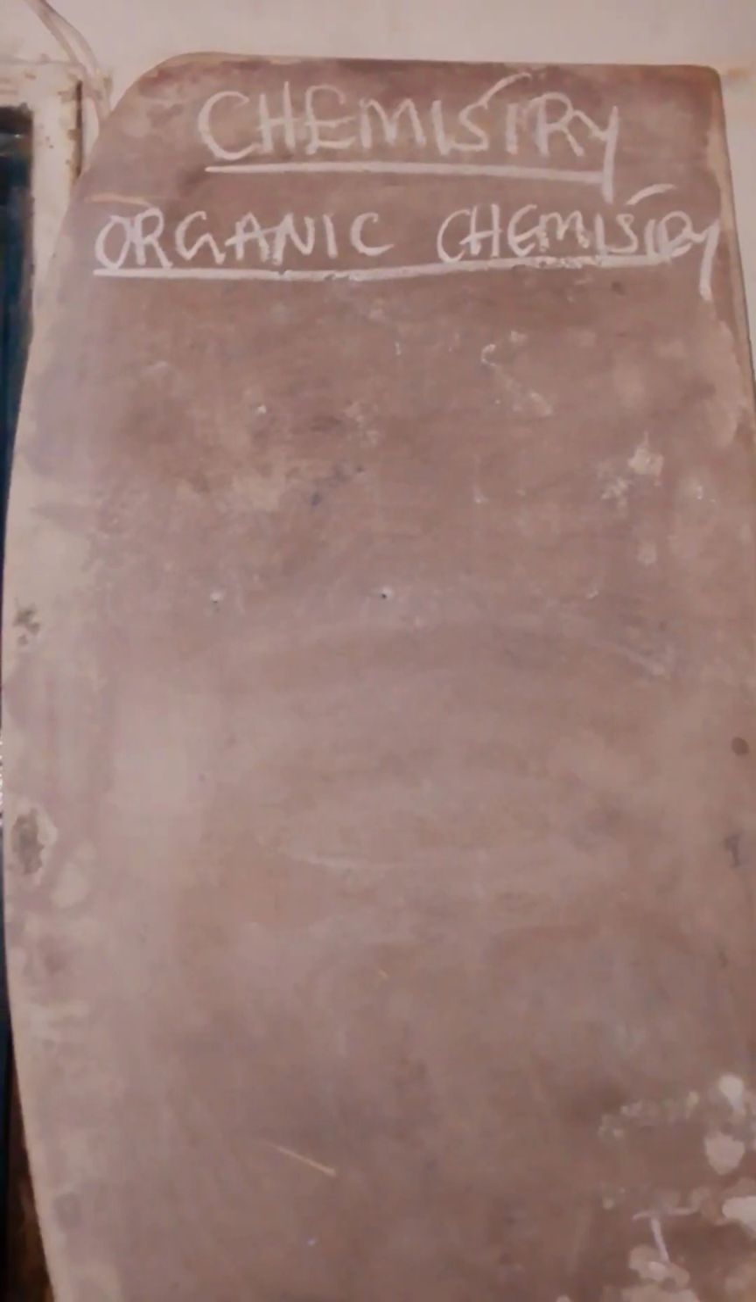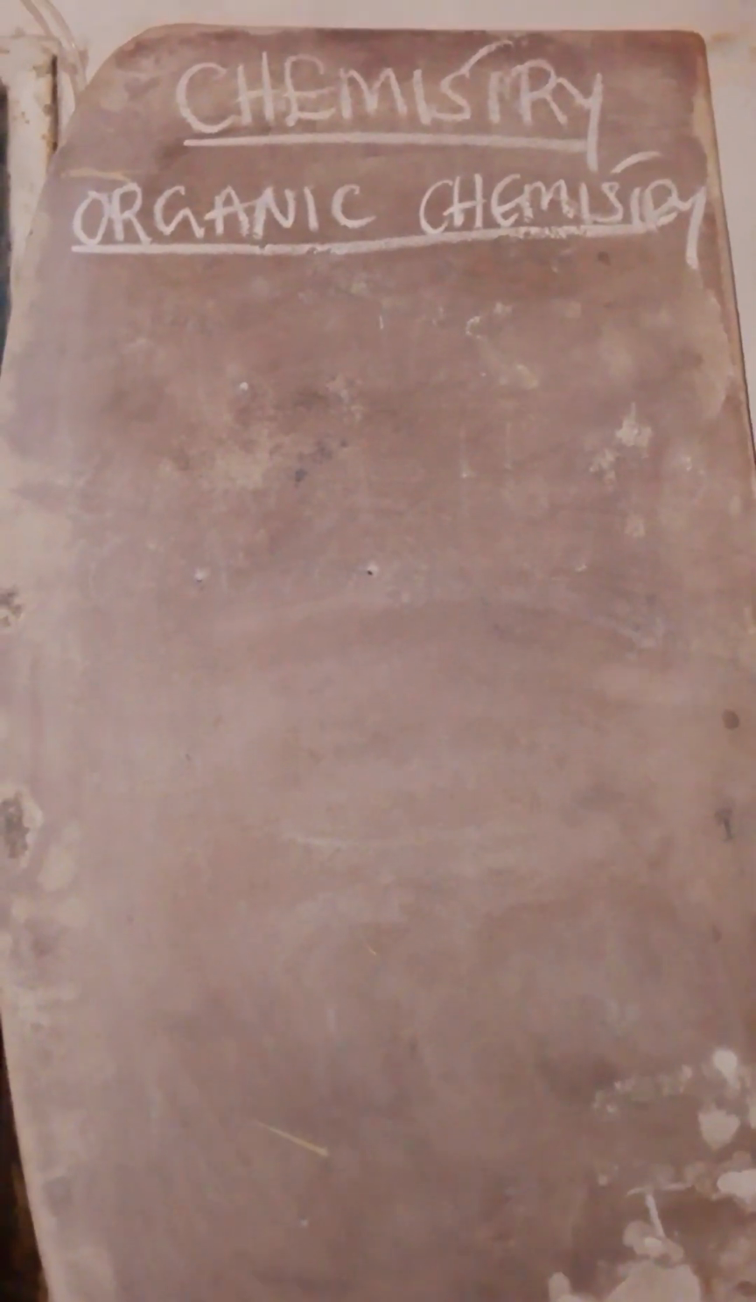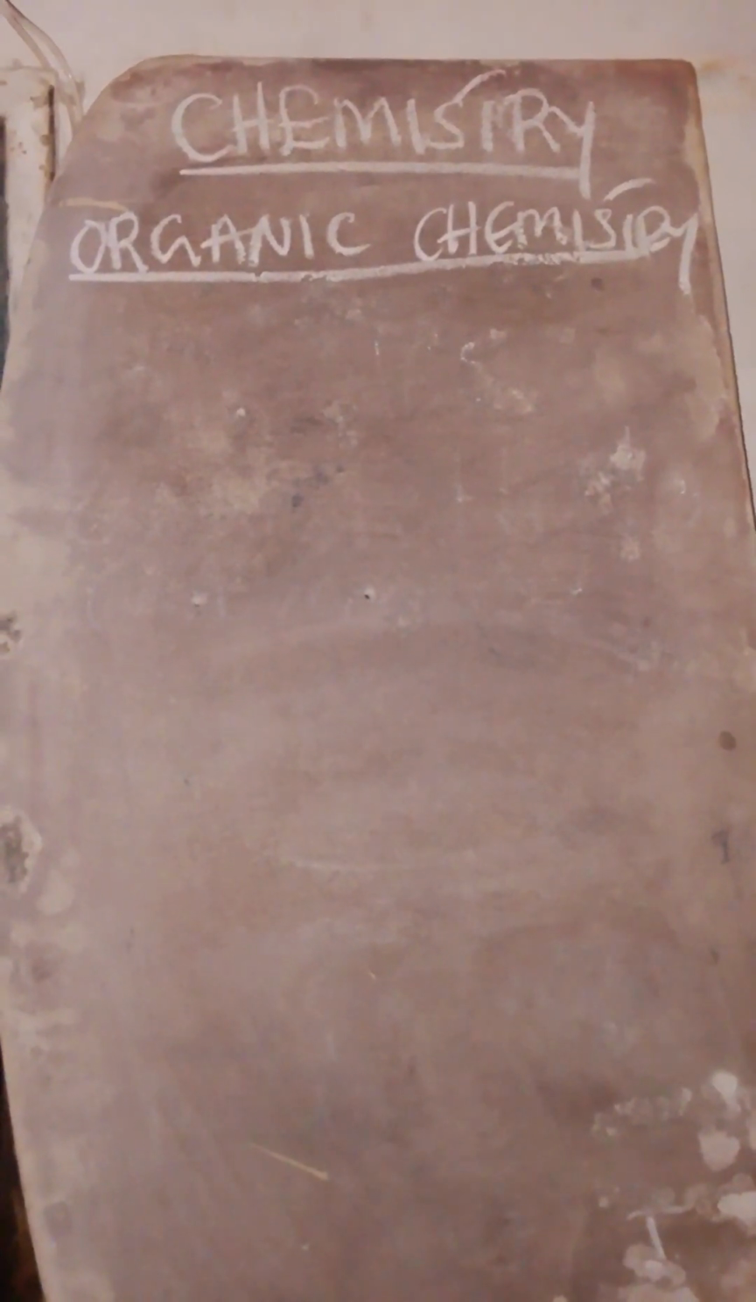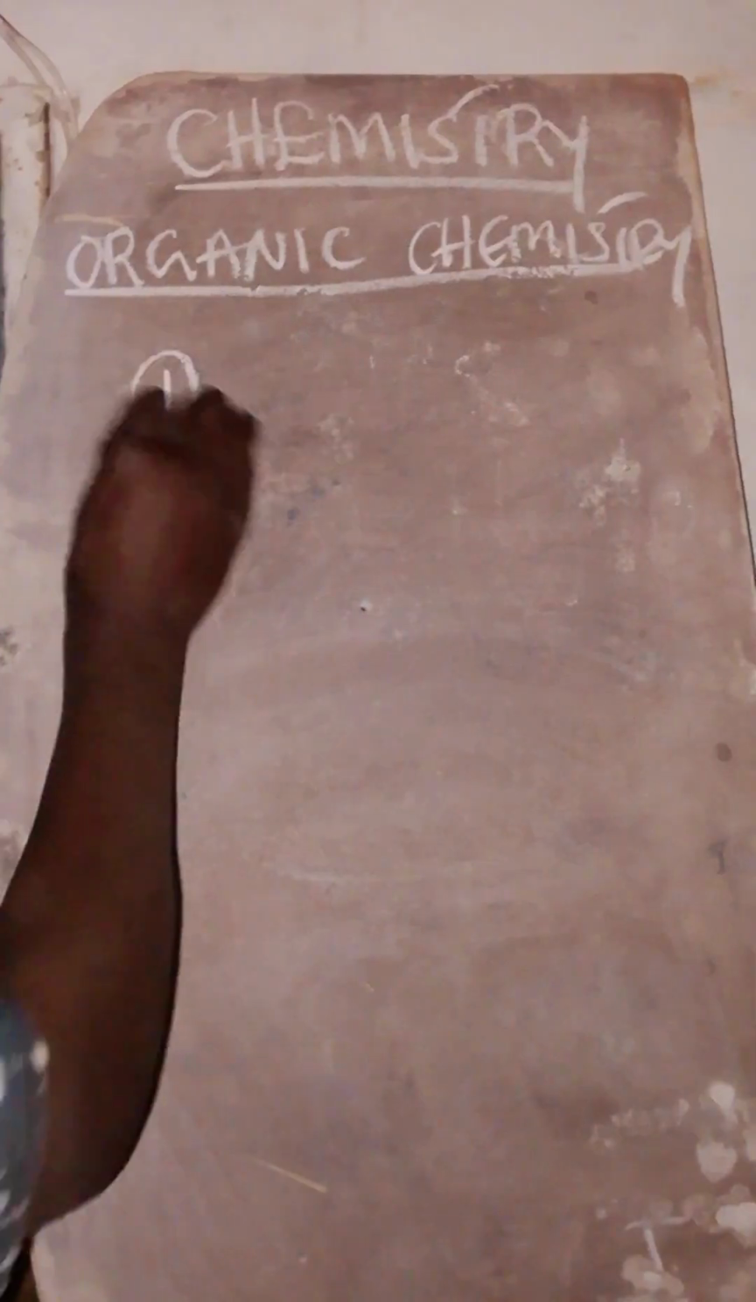Last time when we looked at organic chemistry, we looked at the definition and the terms that are used in organic chemistry. So today we continue our topic by looking at alkanes.